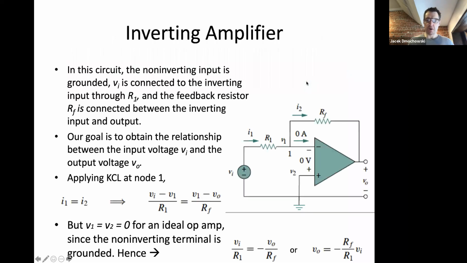And by the way, it is possible for this gain to be less than 1. It's not a common design choice, but in some cases you may desire to actually reduce your voltage, in which case you would make RF smaller than R1.